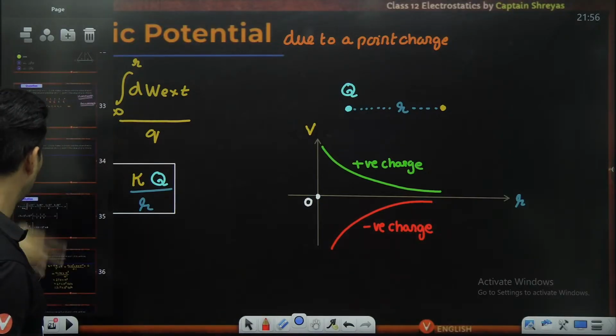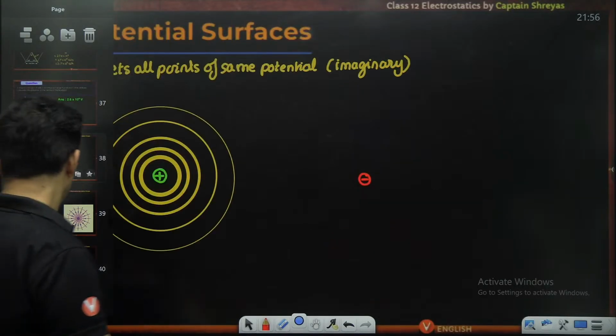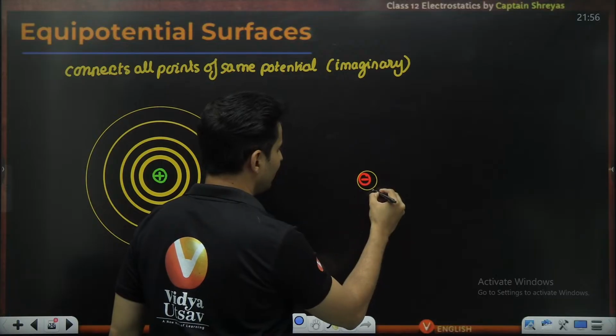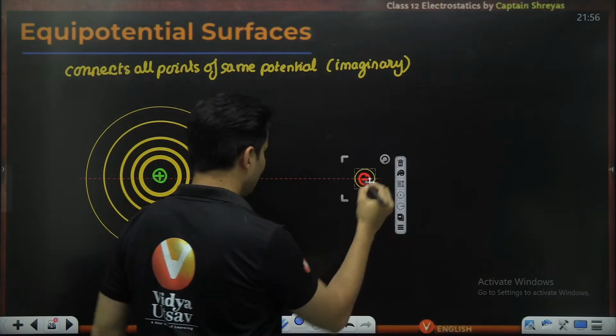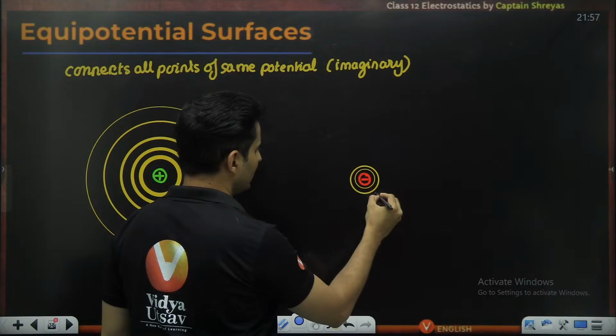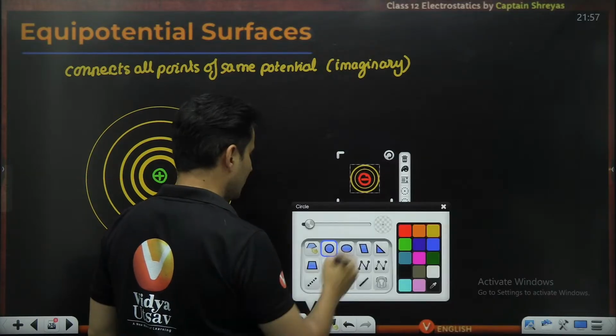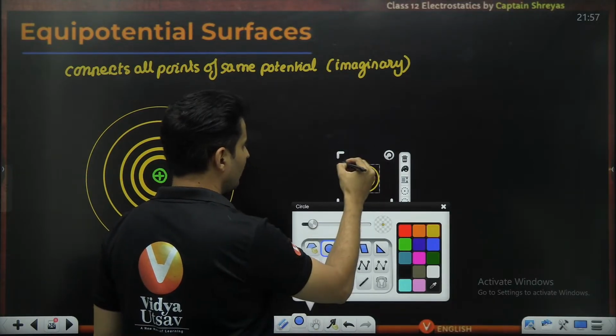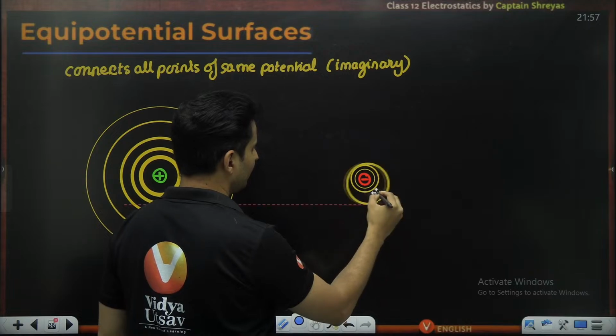So as you come close for negative charges, the potential value will be lesser and lesser. So here it is very less. As you go slightly far away, then the potential slowly starts increasing. Okay, it keeps on increasing as you go farther and farther away.